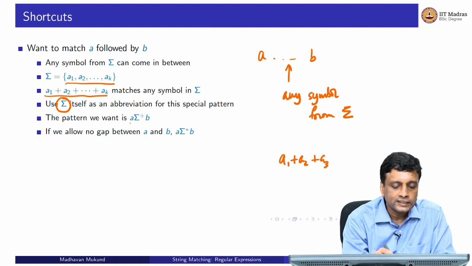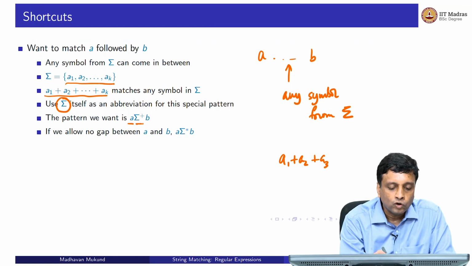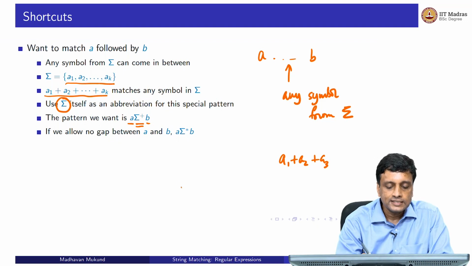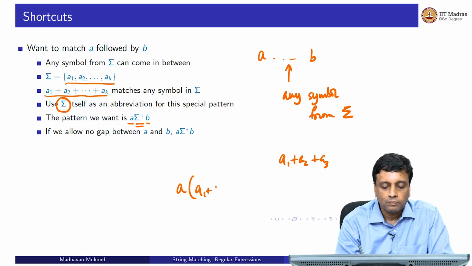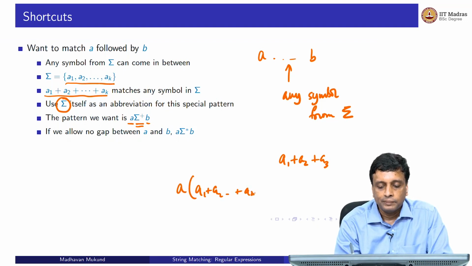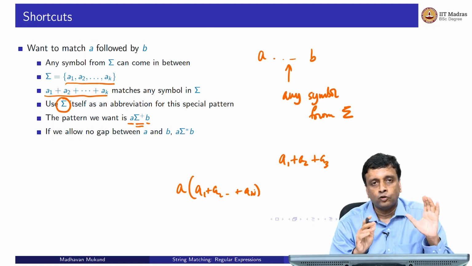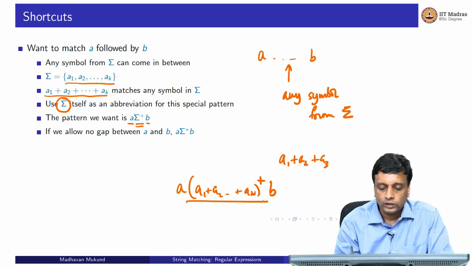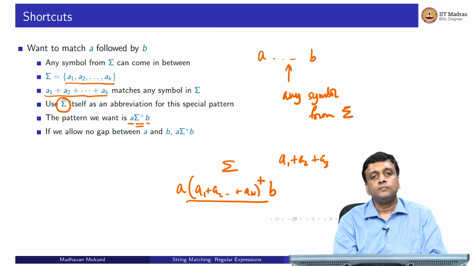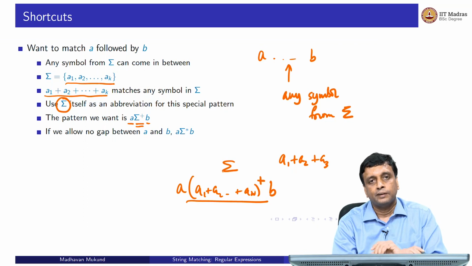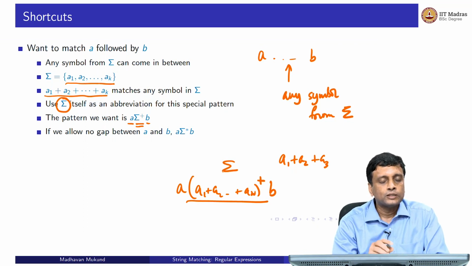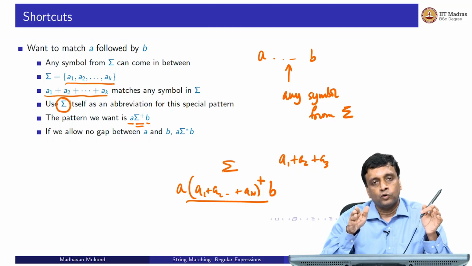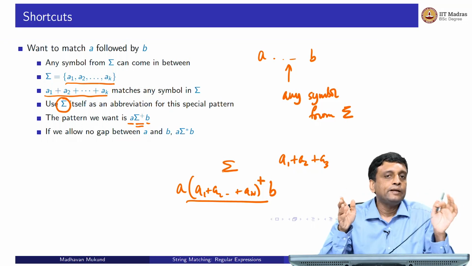So now what we want is an A followed by one or more repetitions of any letter, followed by B, right? So this is the same as writing A followed by A1 plus A2 plus AK. Remember that it's finite: A1 plus A2 plus A3 plus AK is a finite expression, plus B. So this whole thing I am just collapsing into sigma, just a shortcut, an abbreviation. So this is saying an A followed by any number of letters, one or more, I don't care what they are, ending with a B.